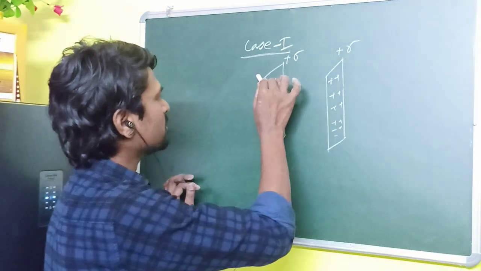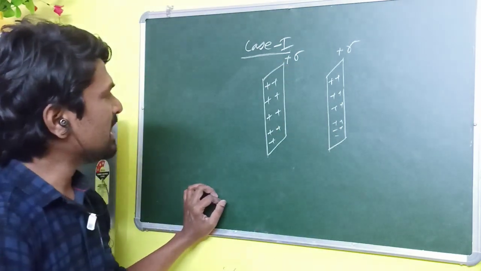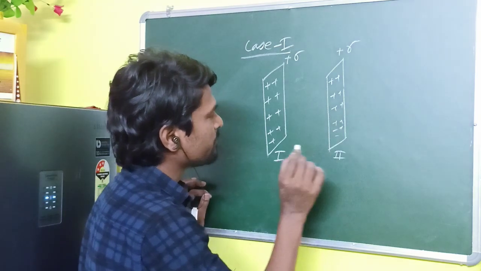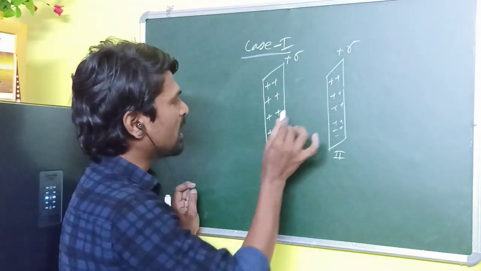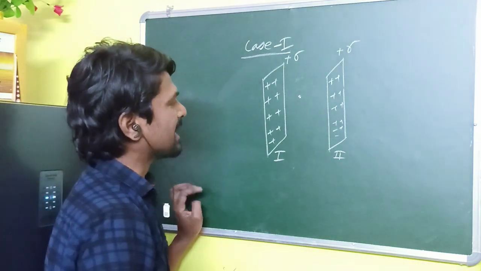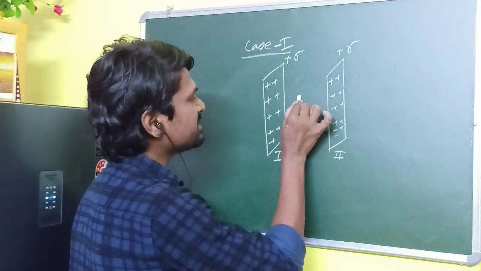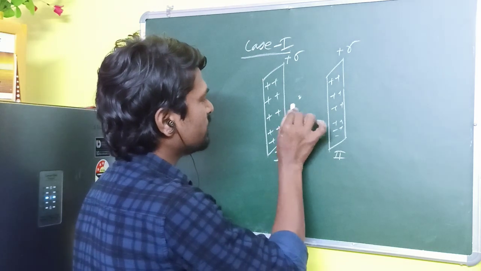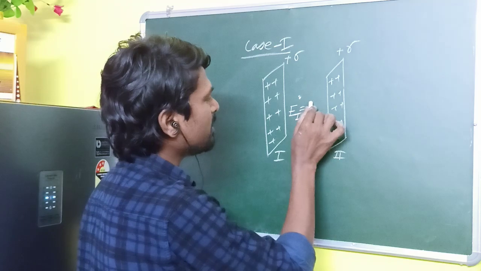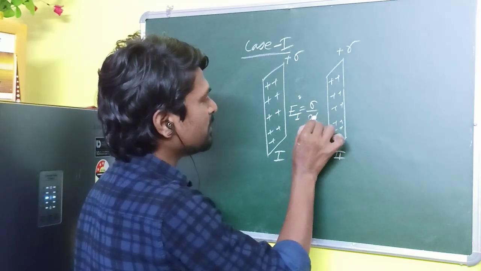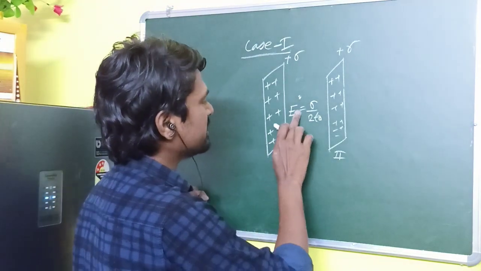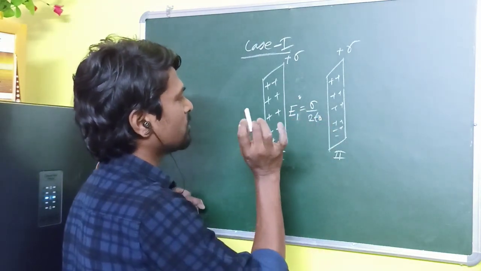So students, if I say that this is 1 and this is 2, for plate number 1, if we want to calculate the electric field intensity at that point, then for 1 it is sigma by 2 epsilon naught, because for each plate the electric field is sigma by 2 epsilon naught.